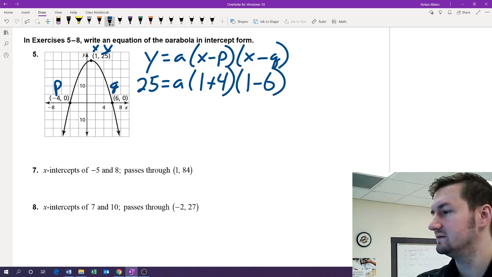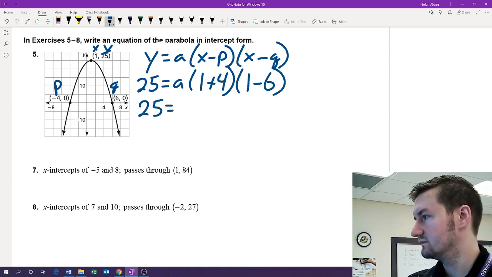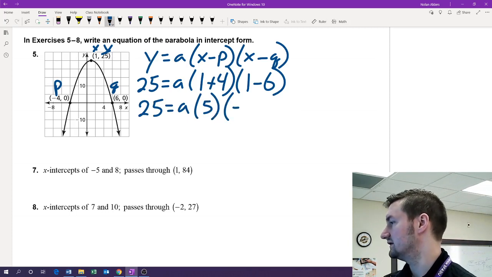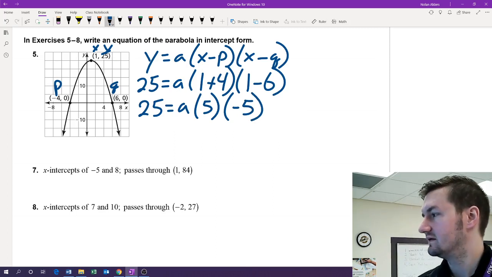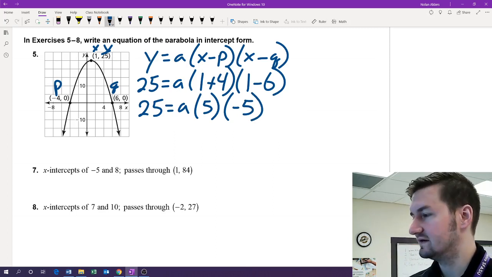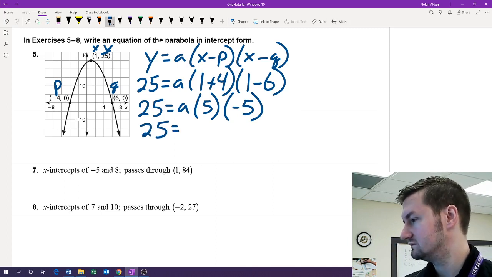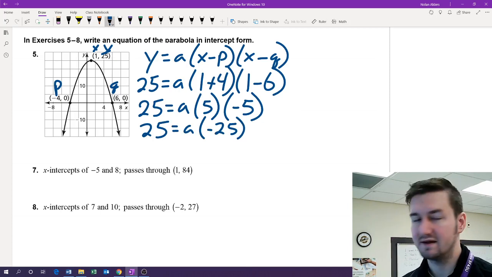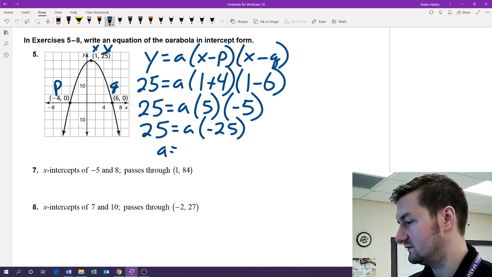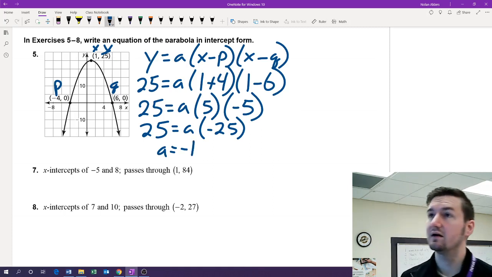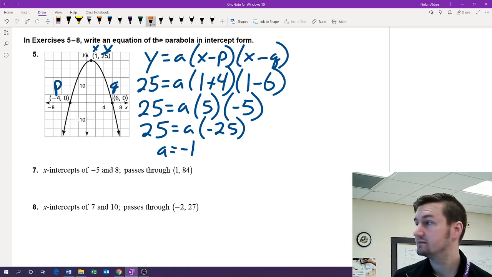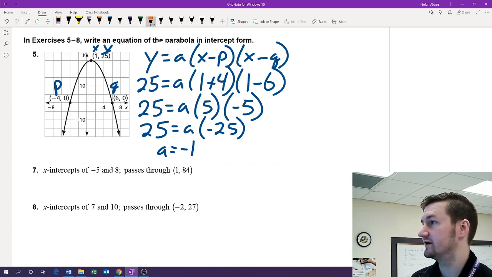So we can simplify this. 1 plus 4 is 5. 1 minus 6 is -5. 5 times -5 is -25. We can divide that -25 over to the left, so a will equal -1. So now we can rewrite our function, replacing everything except for the x and y. We want to keep the x and the y just as x and y in that final form.